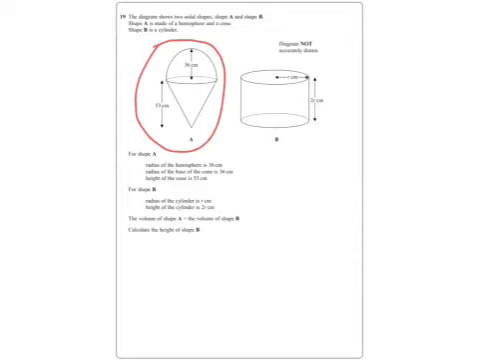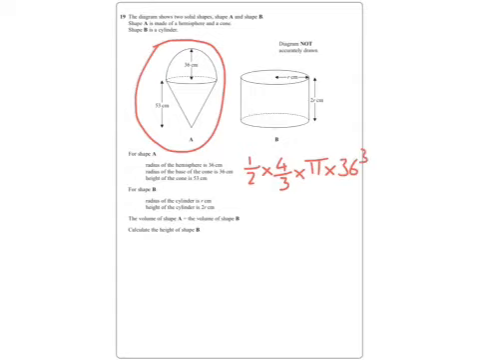Now, the volume of a sphere is 4/3 pi r cubed, so the volume of a hemisphere is half of that. So a half of 4/3 times pi times r cubed. Now r is 36 cubed.